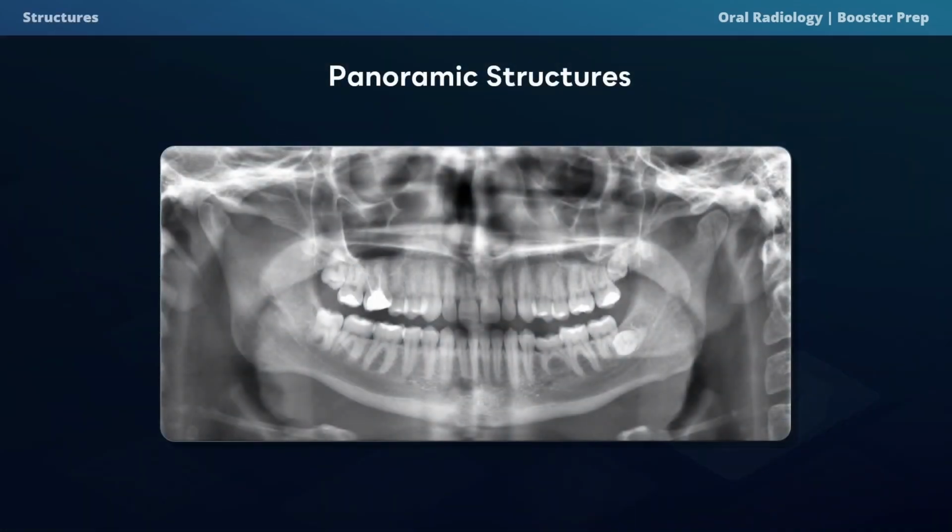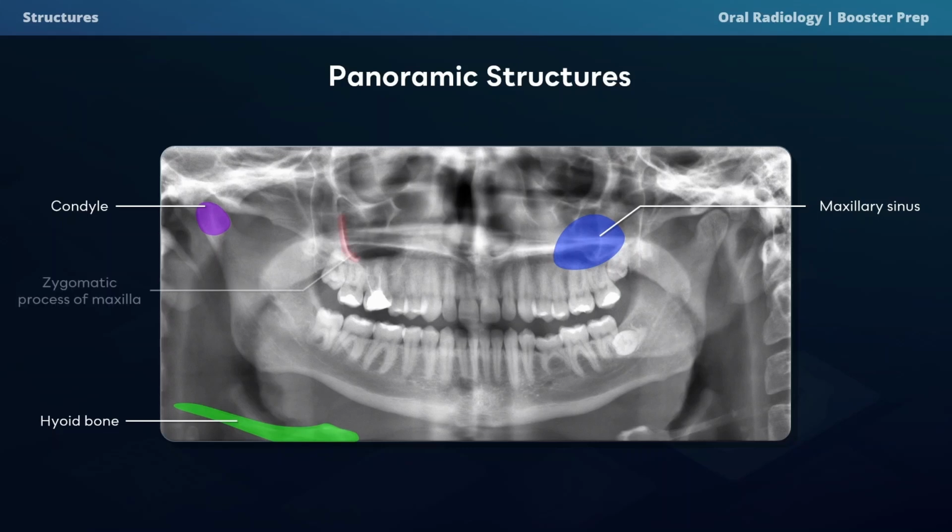Let's start by taking a look at some of the normal structures that we can see on a panoramic image. The first is the mandibular condyle, which is a rounded posterior portion of the mandible that articulates with the temporal bone and is a part of the temporomandibular joint. Next is the maxillary sinus, which is an air-filled cavity located above the roots of the maxillary posterior teeth, and it appears radiolucent. Then is the hyoid bone, which appears as a floating radiopaque structure below the mandible.